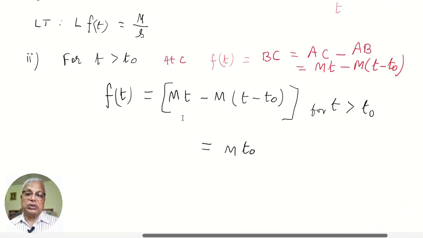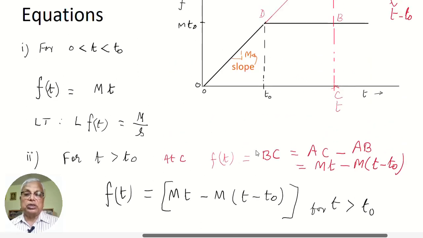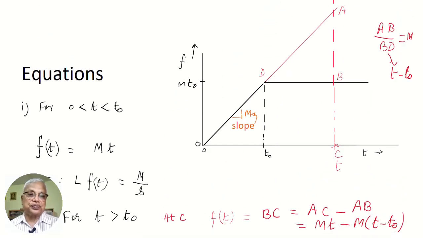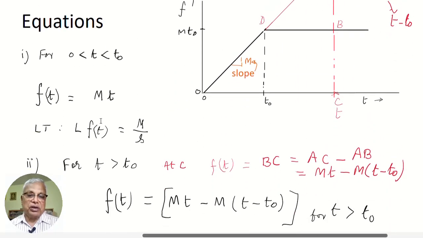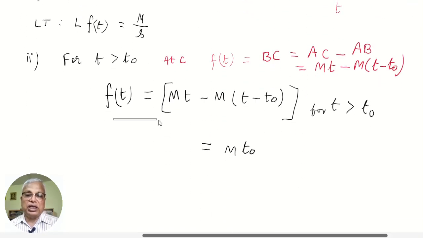So we need an equation which will describe not only this value but the immediately preceding history of this function. That is why these two equations: m t, and m t minus m into t minus t naught. The numerical value, just for verification, is going to be m t naught. So these are the two equations for this curve. One for t less than t naught, f of t equal to m t, and for t greater than t naught, f of t equal to m t minus m into t minus t naught.